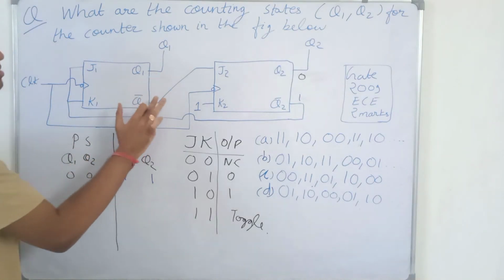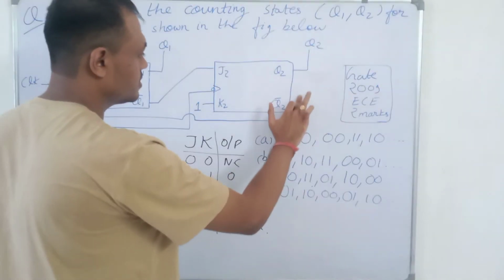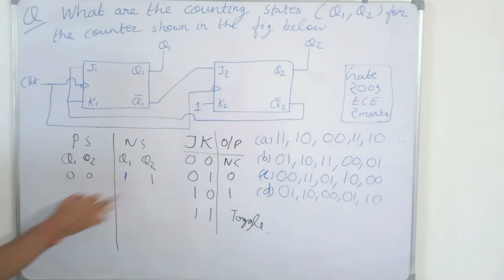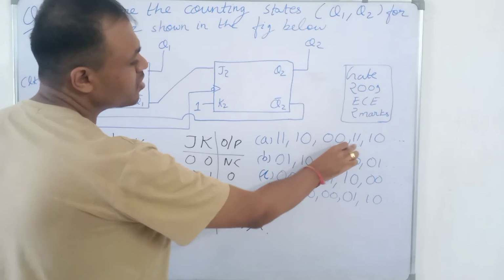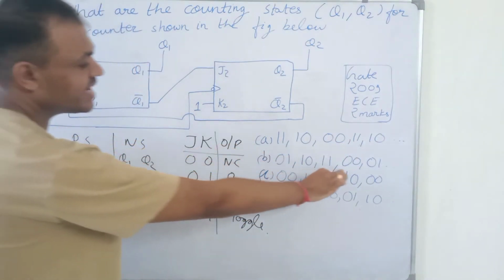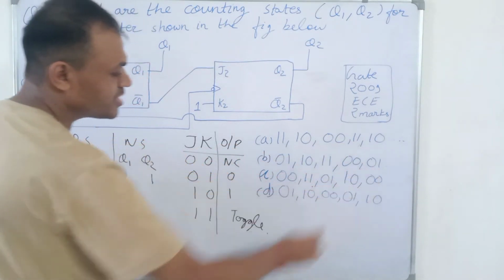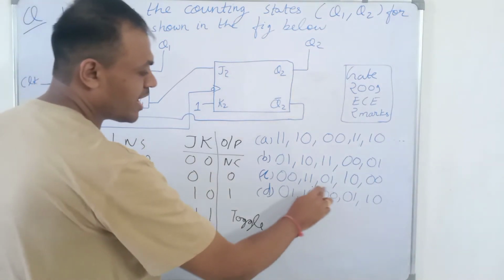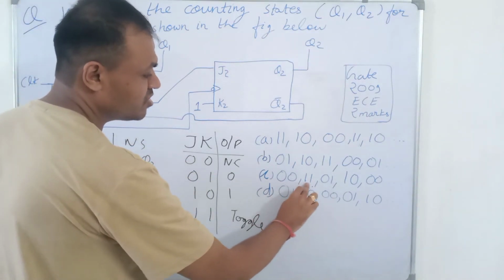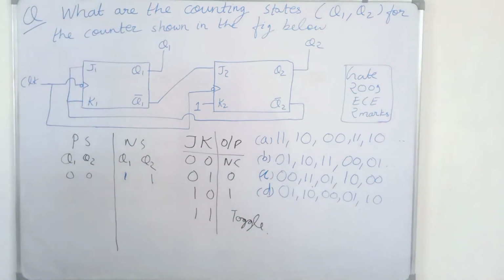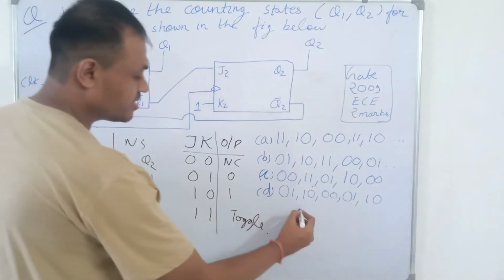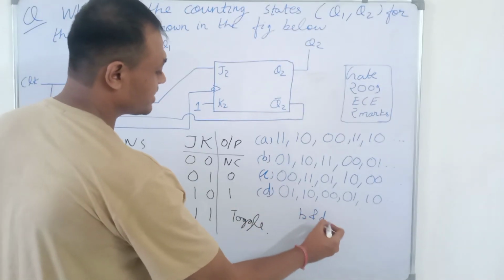Okay, so now after 0 0 the next state is 1 1. So option A can be correct because after 0 0 it is 1 1, but in option B after 0 0 it is 0 1, so option B cannot be correct. Option C is 0 0 1 1, so it is correct. In option D after 0 0 it is 0 1, so option D will also be not correct. So B and D are not correct.